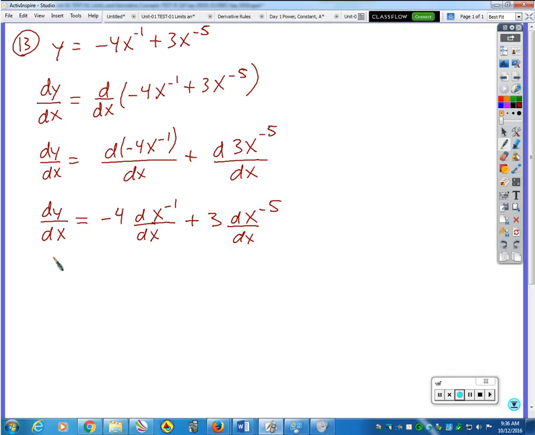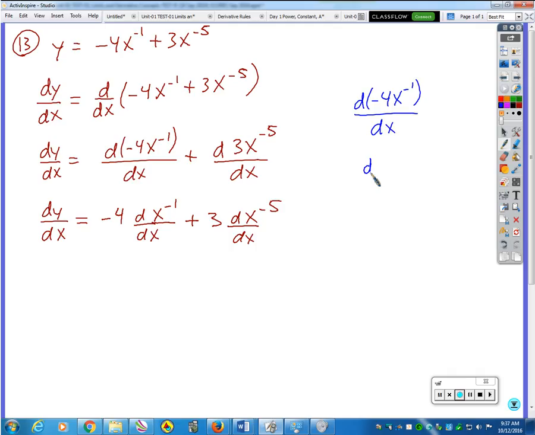I gotta write down what you said. Okay, we'll go to 13. This is 13, okay. So I did d parentheses negative 4x to the negative 1 over dx. All right, and then what did you do on the next line? And then on the next line, I did d parentheses 3x to the negative.